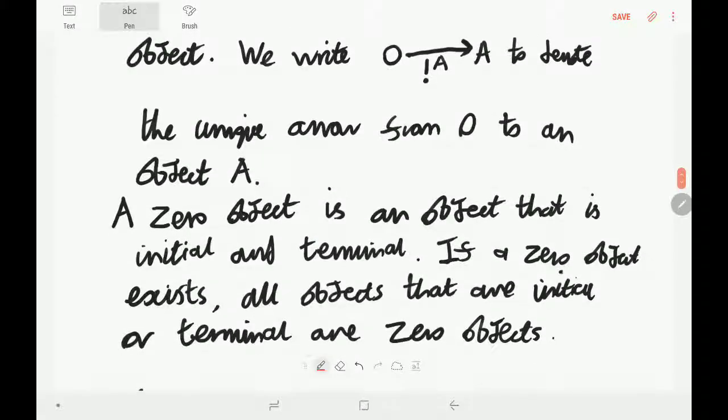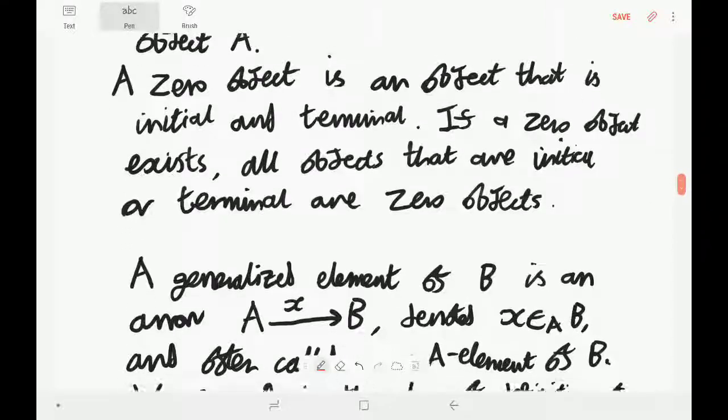This is much rarer, but a 0 object is an object that's initial and terminal simultaneously, and if there is a 0 object, then all the initial objects or all the terminal objects are all 0 objects because of this kind of isomorphism contagion thing.